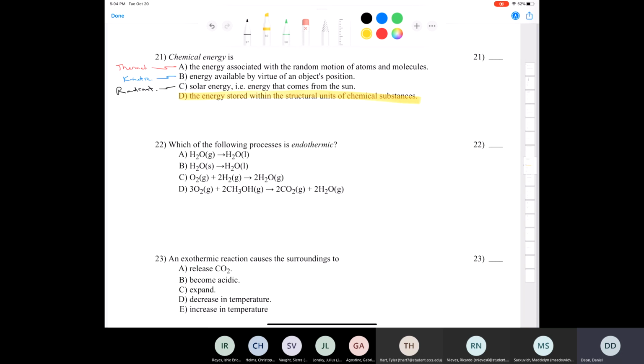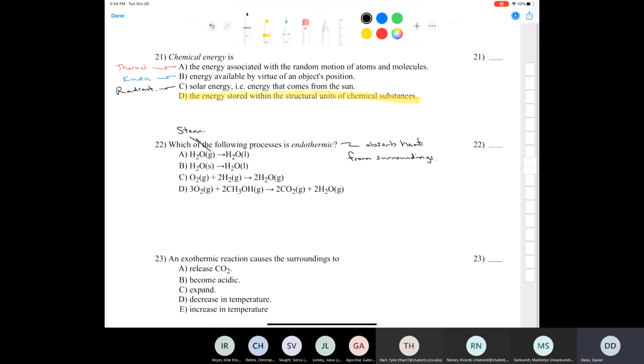All right, let's take a look at question 22. Which of the following processes is endothermic? So that means it is not going to release heat into the surroundings. It's going to absorb heat from the surroundings, okay, into the system. And if you look at the first one, we're going from water in the gaseous phase. So water in the gaseous phase, that's steam, right? And then it's being converted into water in the liquid phase.